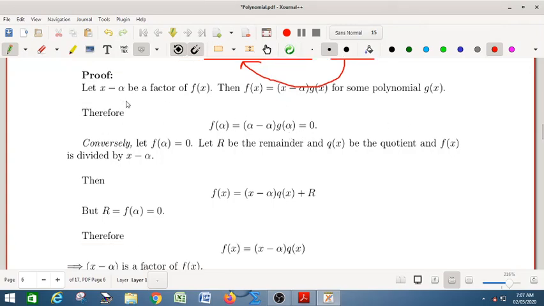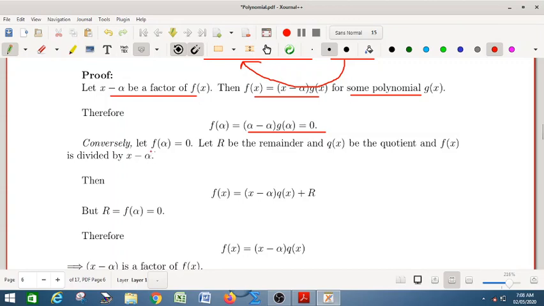Just see the proof. If x minus alpha is a factor of f(x), then we can say f(x) is equal to (x minus alpha) into g(x) for some polynomial g(x). Okay, so if you substitute alpha, then f(alpha) is equal to 0. That proves that if x minus alpha is a factor, f(alpha) is 0.